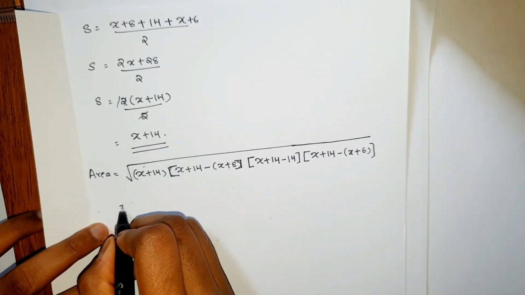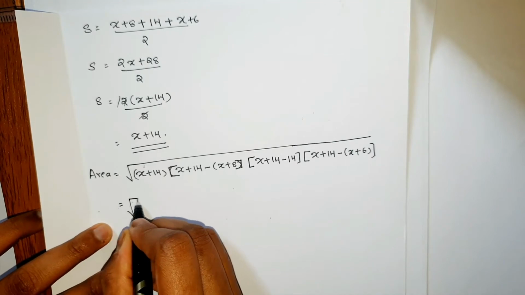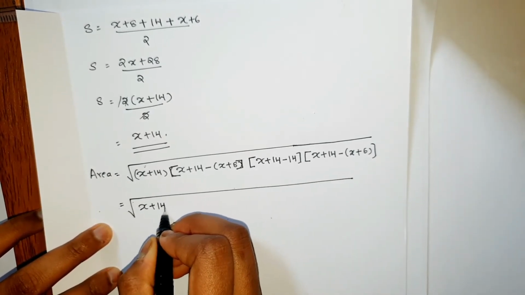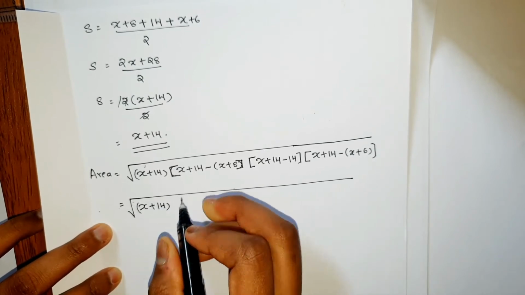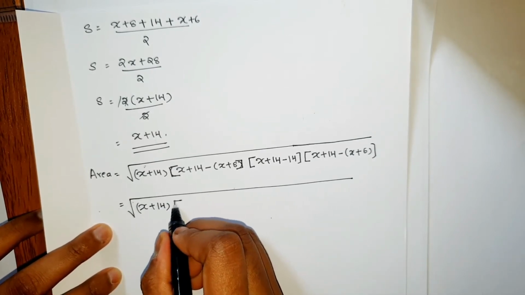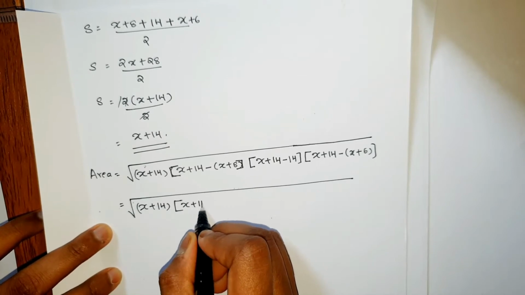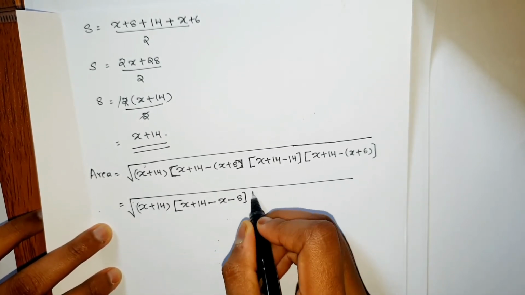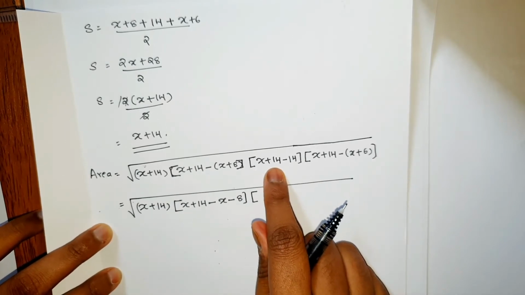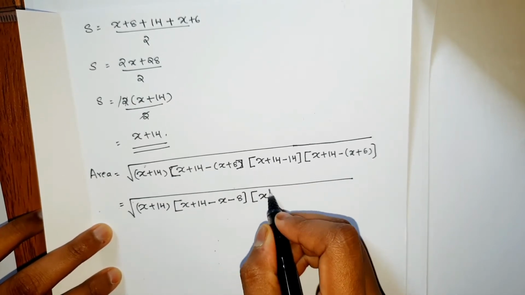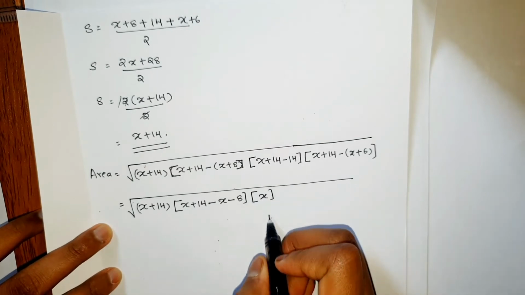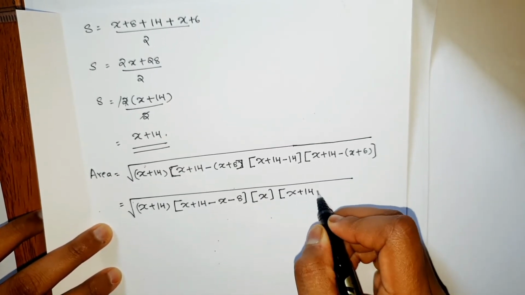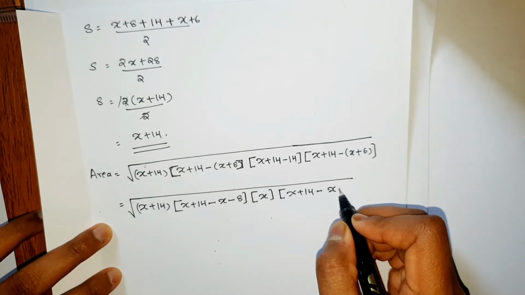That is equal to root of x plus 14 into, here I am opening the bracket, x plus 14 minus x minus 8. Next is x plus 14 minus 14, that is equal to 0, that is x is the only remaining term. Next is x plus 14 minus x minus 6.